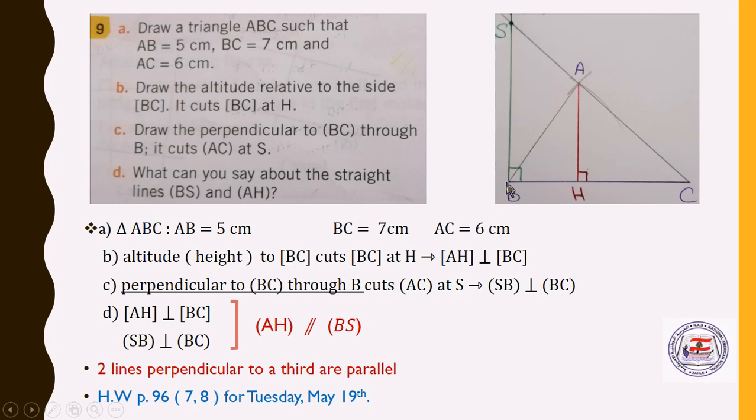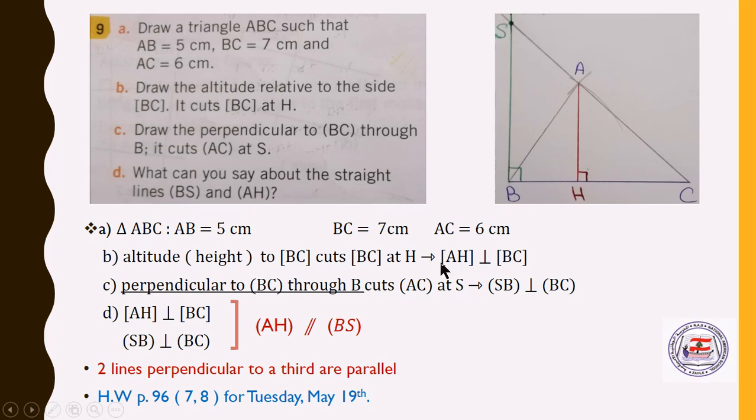Now this perpendicular goes up and up until it crosses AC. They match together at point S. So we make this longer until it cuts this perpendicular here so that they will meet at point S. Now we have SB perpendicular to BC. Now they ask about BS, that is SB, and AH.